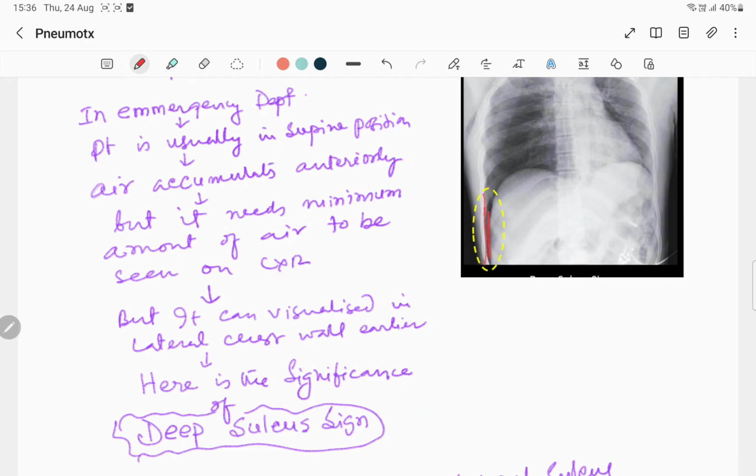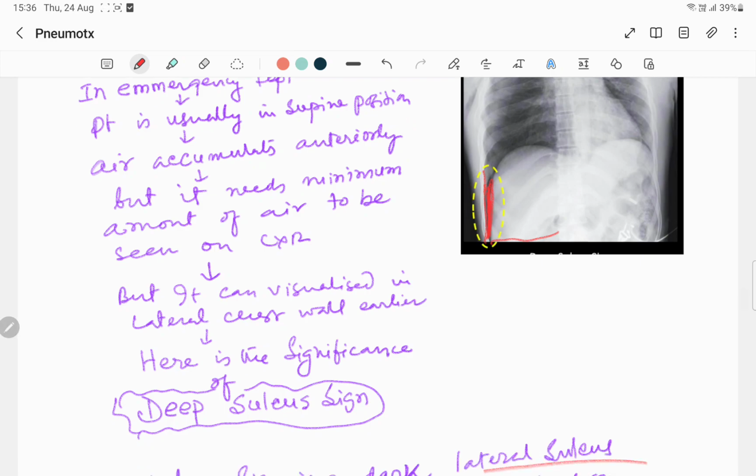This is the lateral wall. Here should be the diaphragm. Small amount of air present over here will be picked up in X-ray, even in supine position. In emergency department, patients are usually in supine position. Whatever may be the cause, in supine position, small amount of air over this area can be easily picked up in X-ray. And this is the deep sulcus sign.